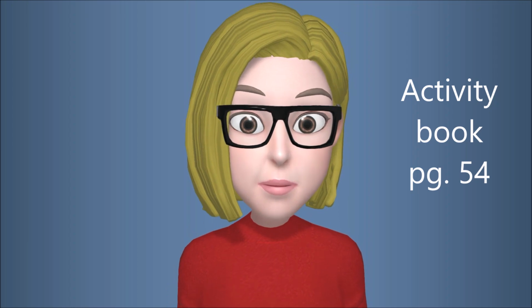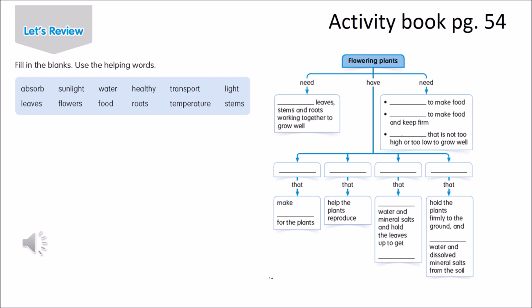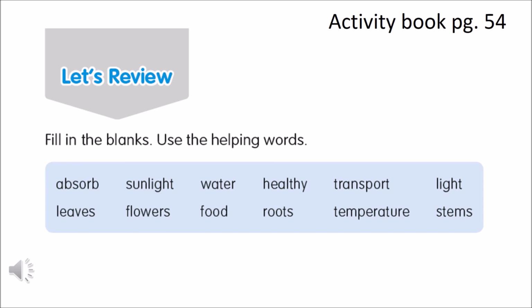Now let's get our activity books and open up to page 54 for the review. Here we have activity book page 54. Again, we're going to be filling in the blanks using the helping words in the blue box, the vocabulary words. And again, we have a lot of different boxes to fill in. So first of all, let's go on to the vocabulary words. We have absorb, leaves, sunlight, flowers, water, food, healthy, roots, transport, temperature, light, and stems.